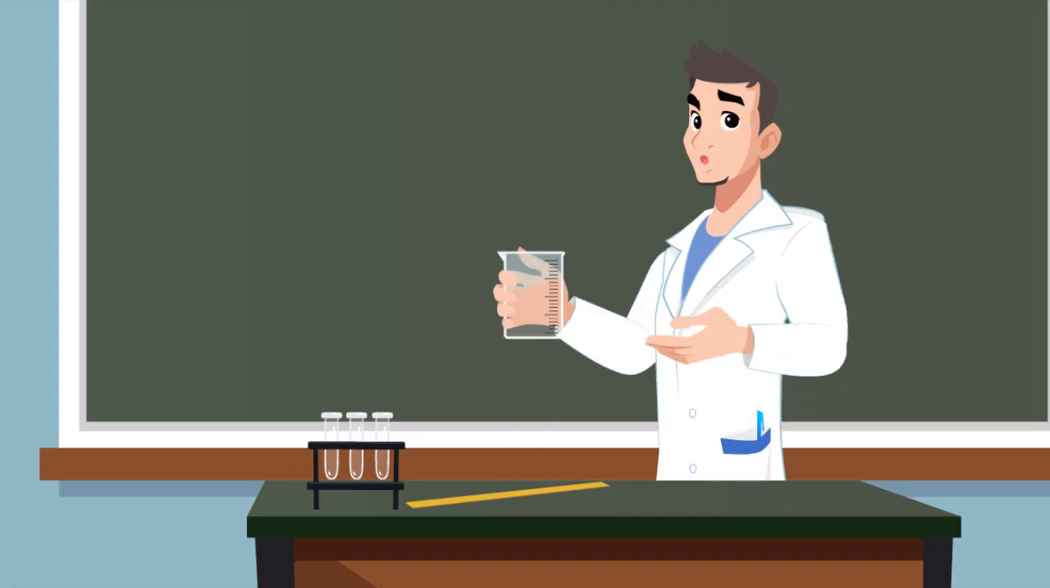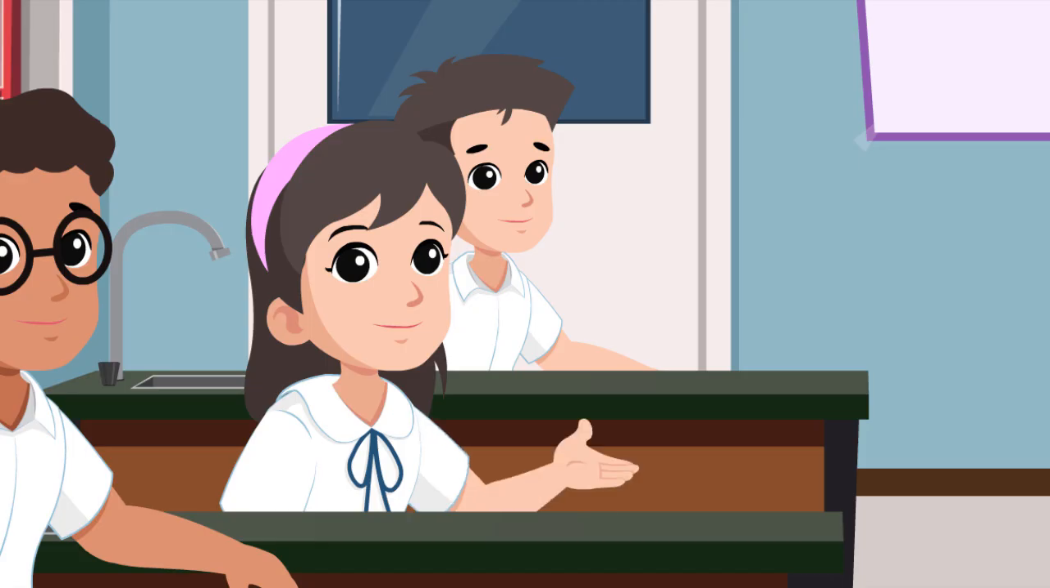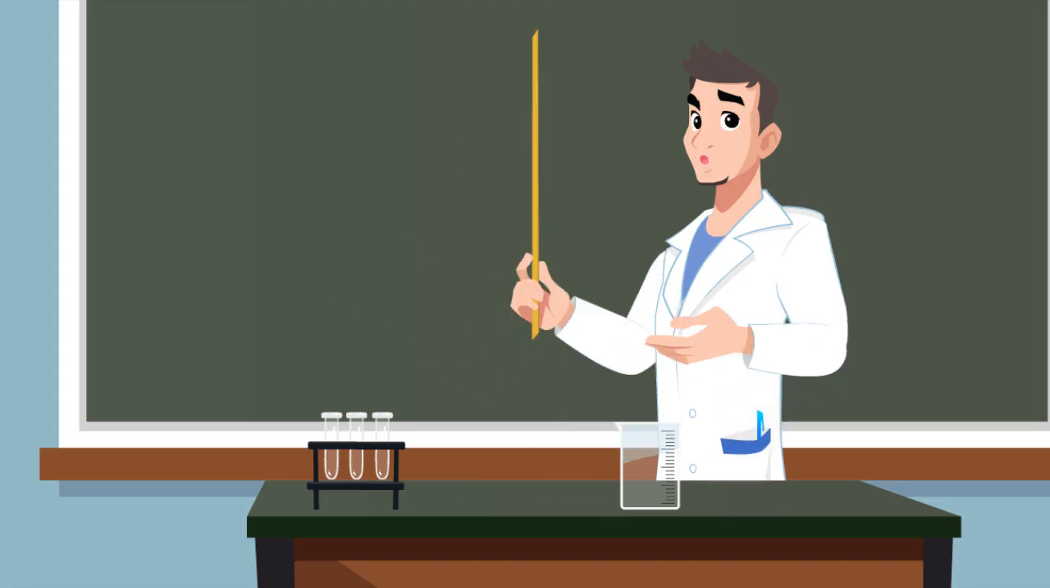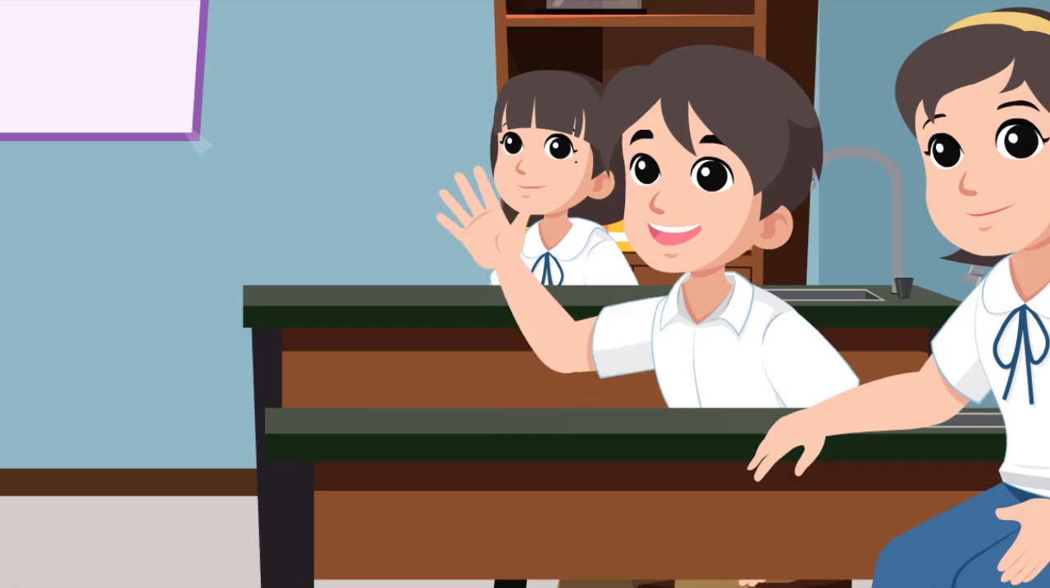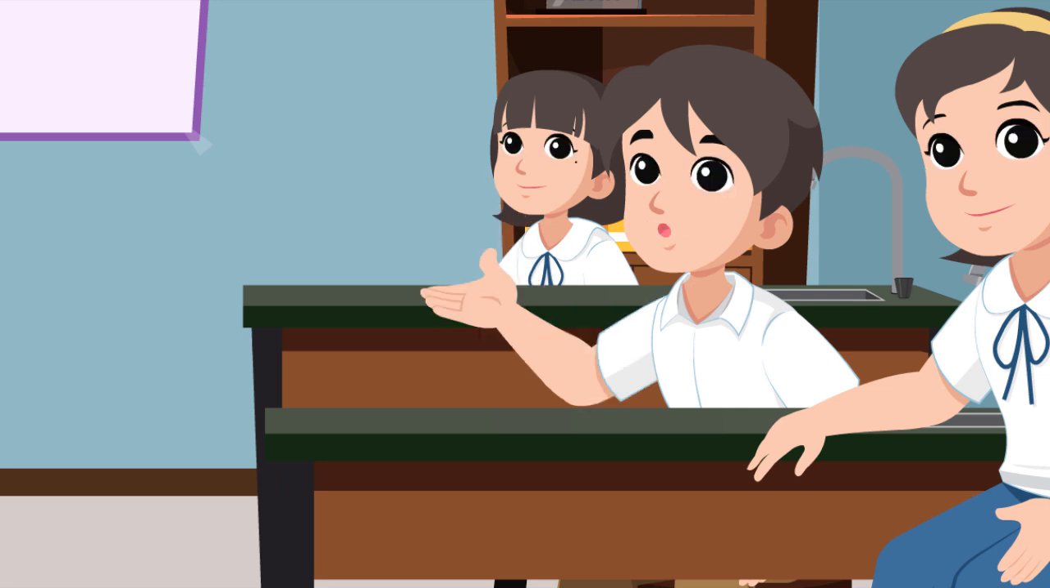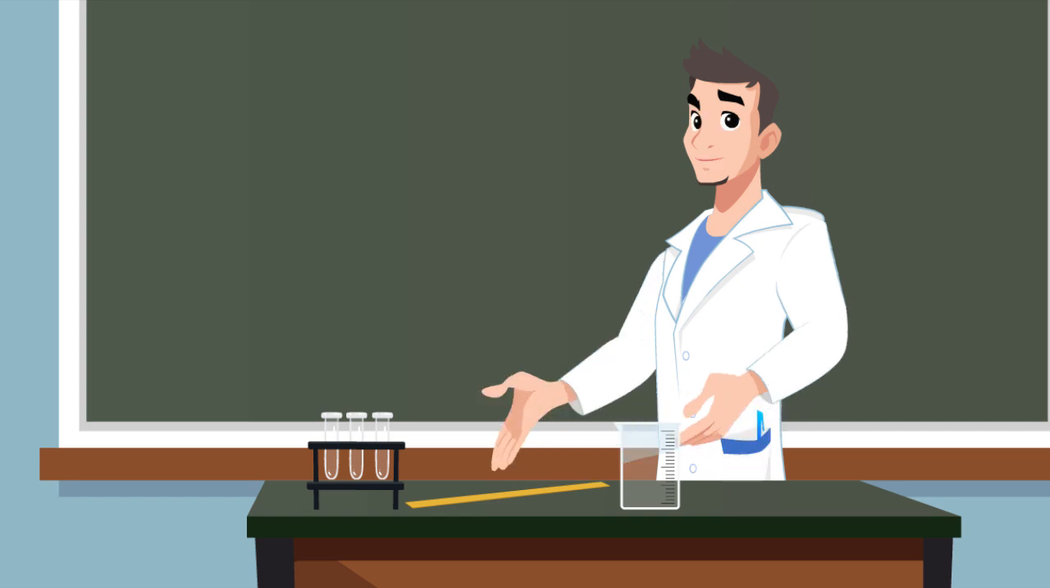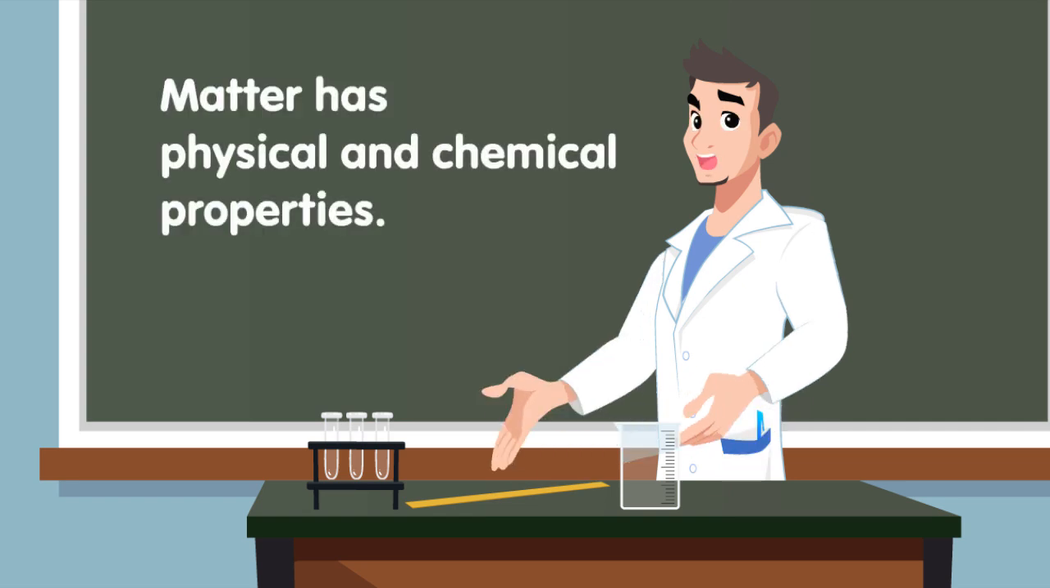Very good. Can you describe the object that I am holding? That's a beaker. It is clear, medium-sized, and a bit light in weight. Very good. How about this one? That's a meter stick. It is made up of wood and rectangular in shape. Nice answer. These materials are called matter. Matter has two properties: physical properties and chemical properties.